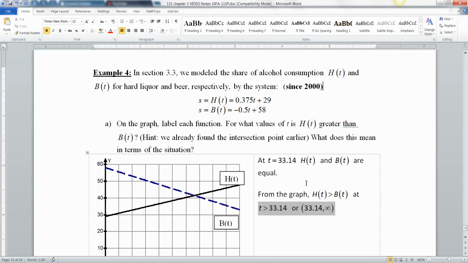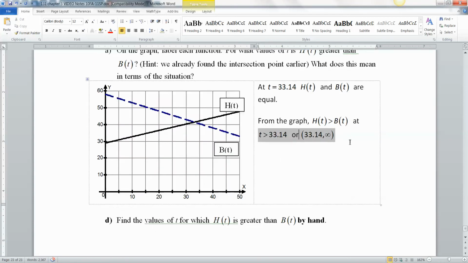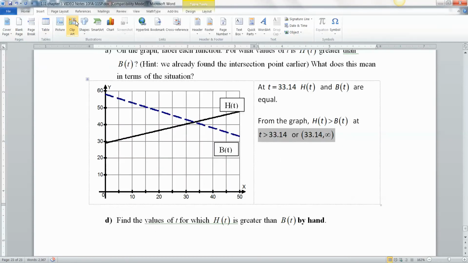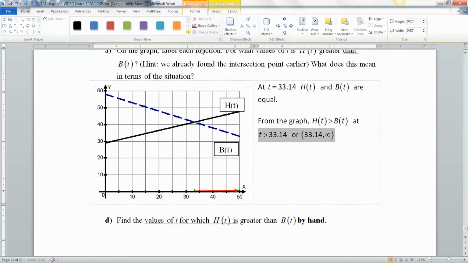Okay, so from the graph, we can see the hard liquor is higher. The y-values are higher over on the right-hand side, where that black solid line is above the blue dotted-dashed line. So from 33.14, which is where they're equal, everything to the right of that, H(t) will be larger. In fact, let me draw you a little picture in here, from 33.14 over.